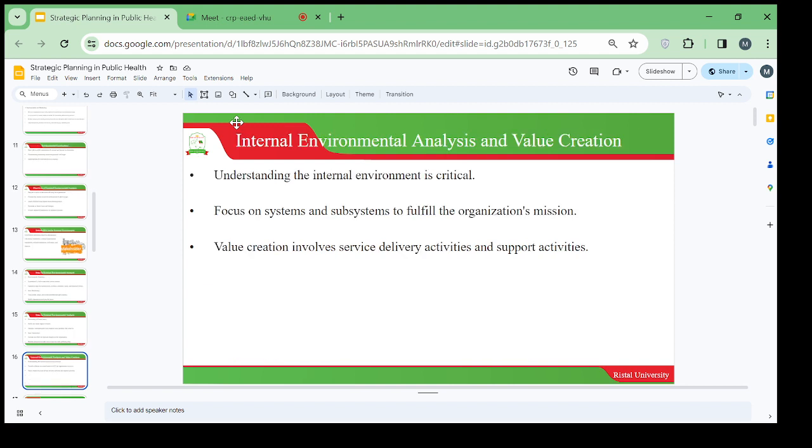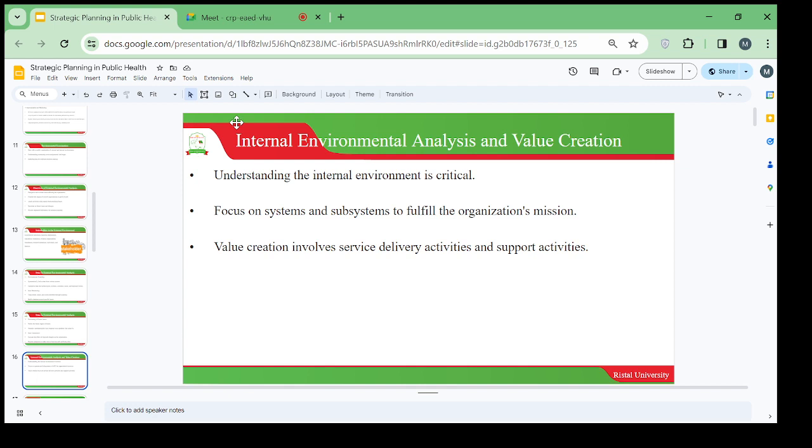Internal environmental analysis and value creation is also very, very important. So you assess yourself as an organization in terms of the strengths and weaknesses that you have. So you look at the resources, the personnel, the expertise and things like that. You do an internal assessment of the organization and see where you stand.